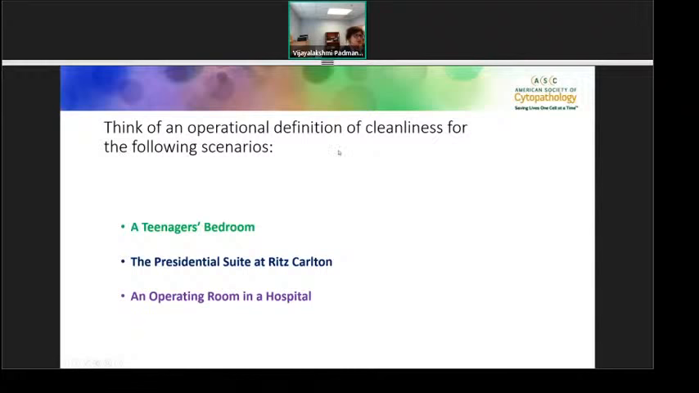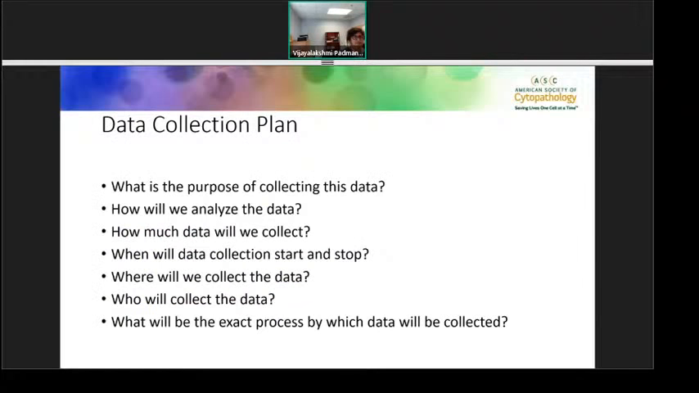So think of operational definitions. You want a clean room. Now think of a clean room, which could be a teenager's bedroom. Are you talking about the presidential suite at the Ritz-Carlton, or are you talking about a clean operating room in the hospital? I'd be thrilled if there are no towels on the floor in a teenager's bedroom. I'm just giving you some examples of how this could vary depending on what your base might be.